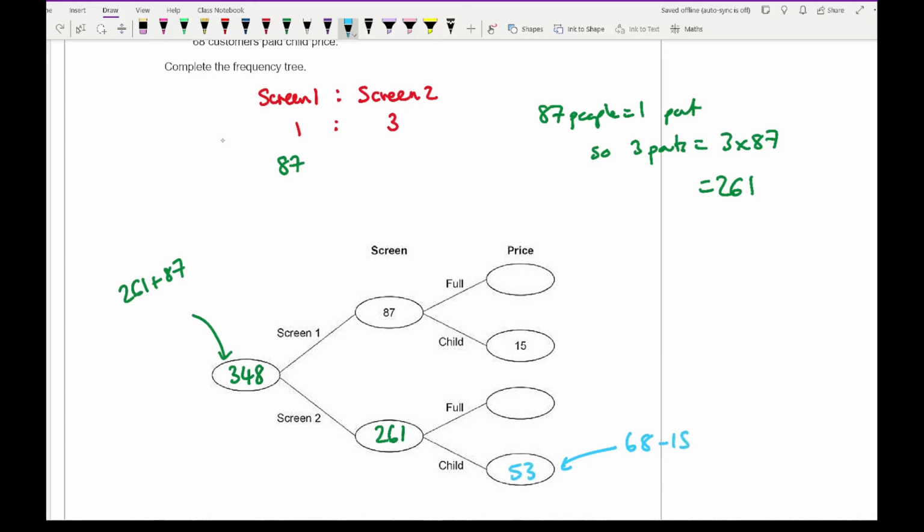Then from these, because I know the child numbers, I can work out what the adult numbers are going to be, or the full price ones. So this block here is going to be 87 minus 15, which gives me an answer of 72. And this one here is going to be 261 minus 53, which is 208.